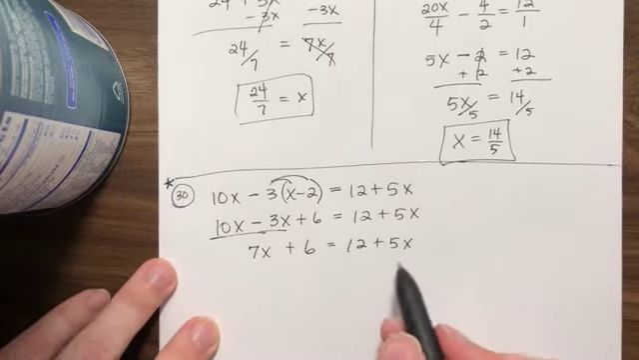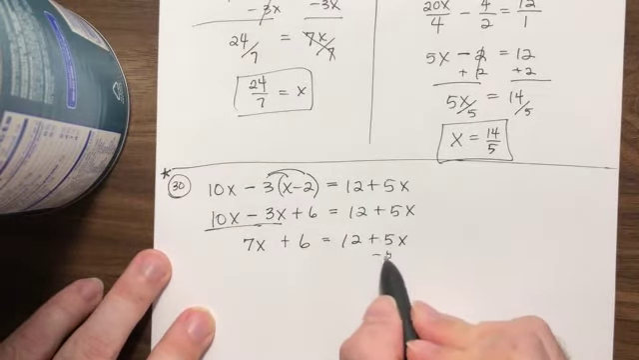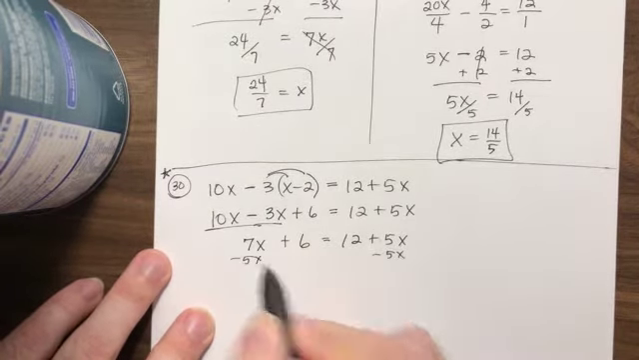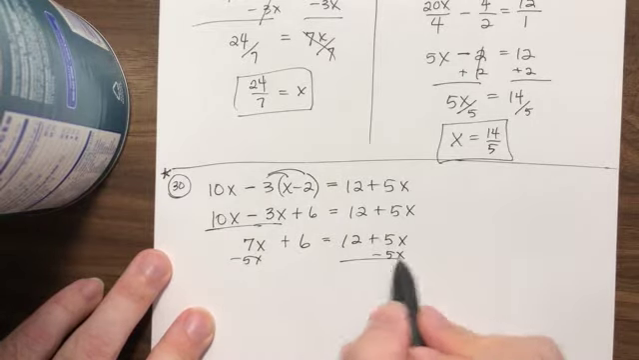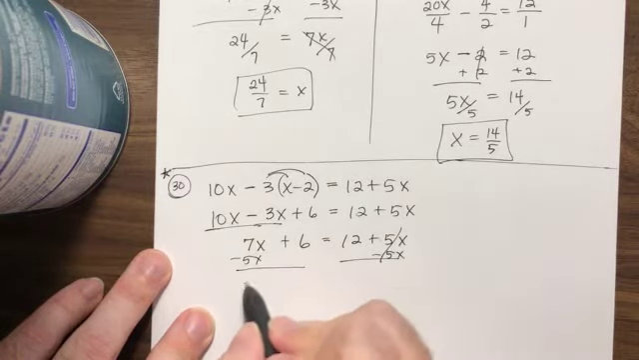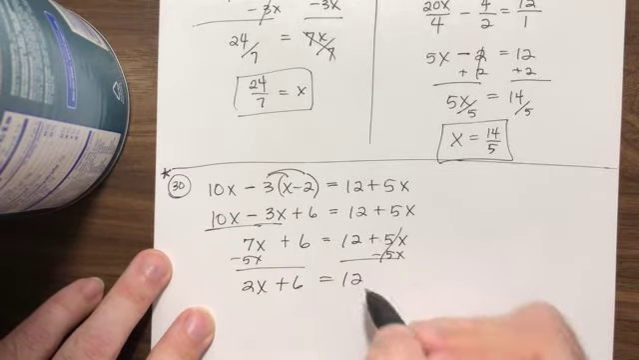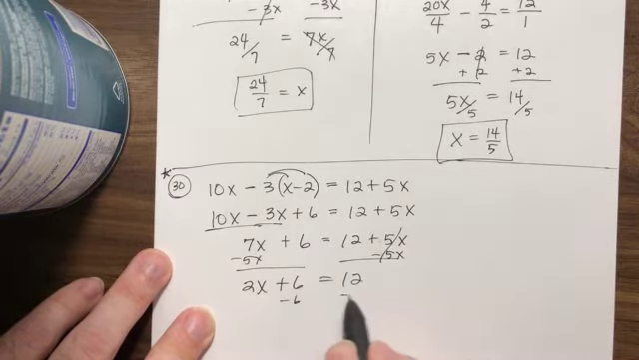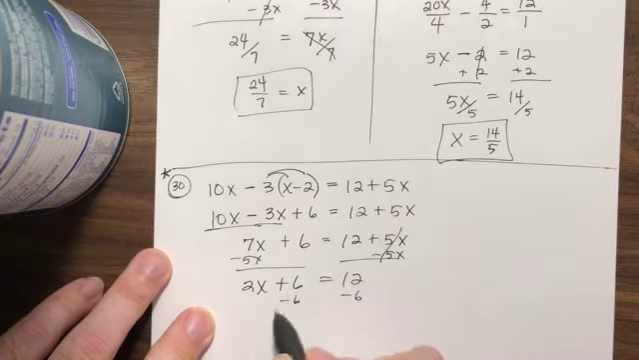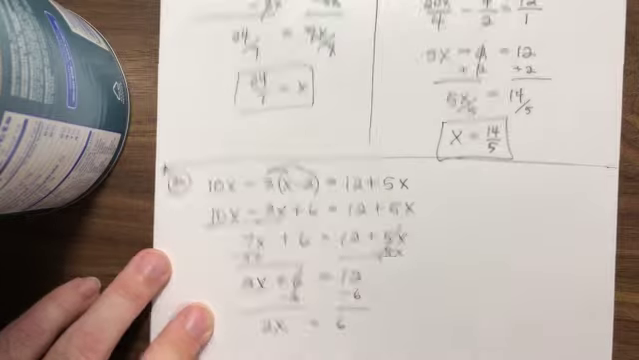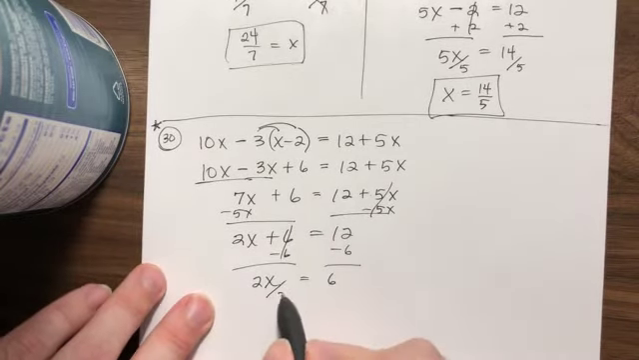Okay. Now I need x's on one side, so I'm going to subtract 5x. Now it's your choice. You could have subtracted 7x if you want, but I like this better. Everything else comes straight down. I'm going to subtract 6 to both sides, so I get the numbers on the other side. Get 2x equal to 6. And then the last step, divide by 2, and I get x equal to 3.